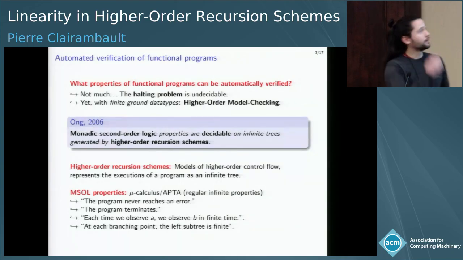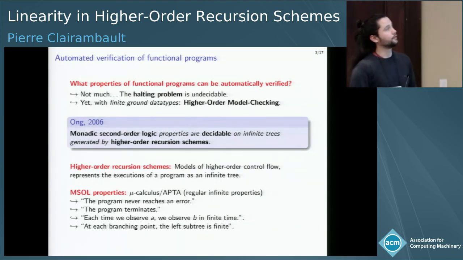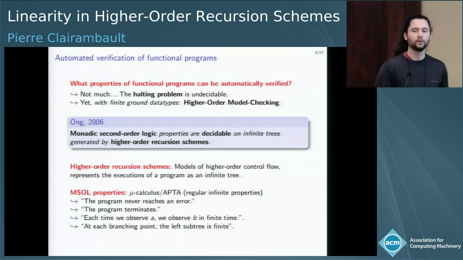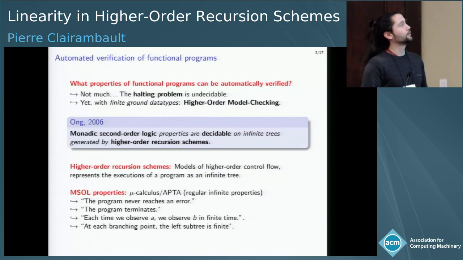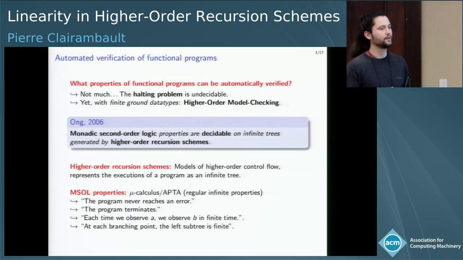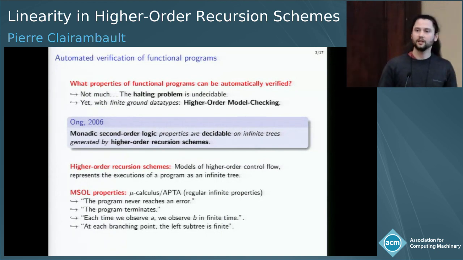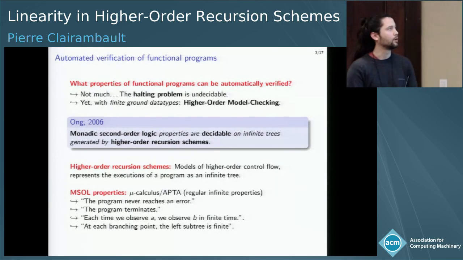So let's talk about automated verification of functional programs. So what can we check automatically about functional programs? Of course, we cannot check very much because the halting problem is undecidable. But if you are lucky enough to have only finite ground types, or maybe if you've done some approximation that allows you to reason in a language with only finite ground types, then higher order model checking is a good framework in which you can decide properties of higher order programs.